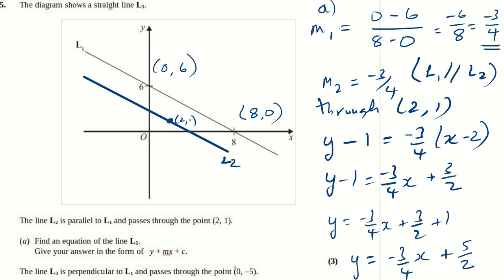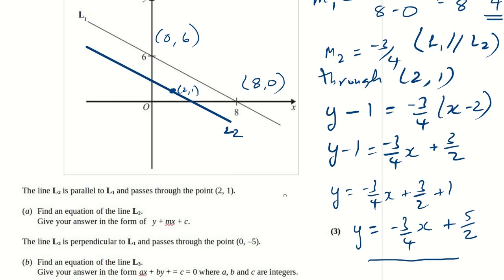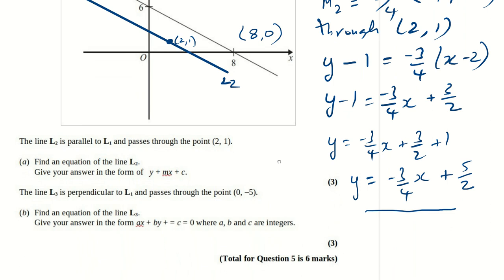Okay, so let's have a look at the next part. Line L3, so we've now introduced another line, and that's perpendicular to the line L1 and goes through the point (0, minus 5). Right, so what does that mean? Well, it goes through the point (0, minus 5), which is a point that's going to be down here somewhere, say about there. But it's perpendicular to the line L1, and that means it's also going to be perpendicular to L2 as well.